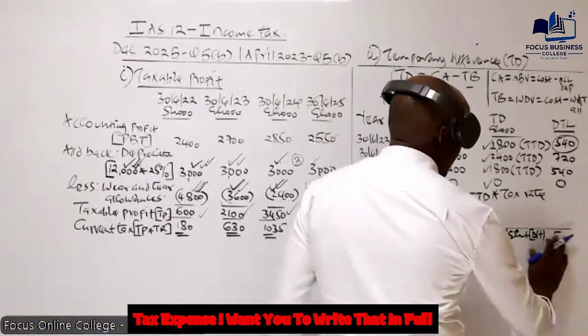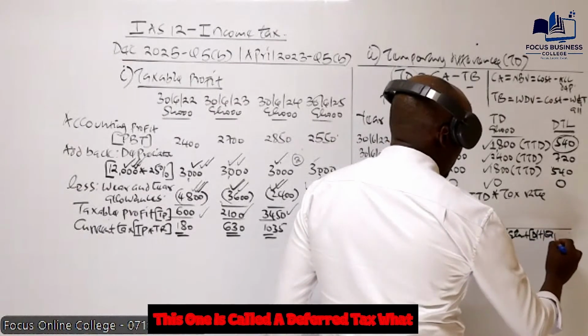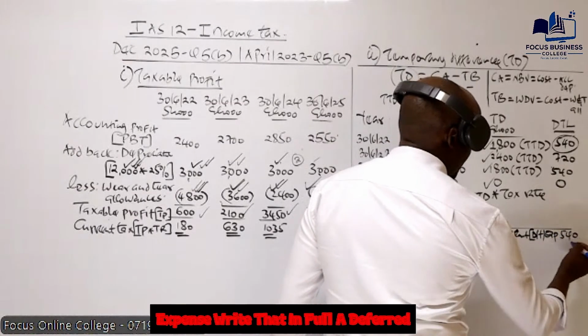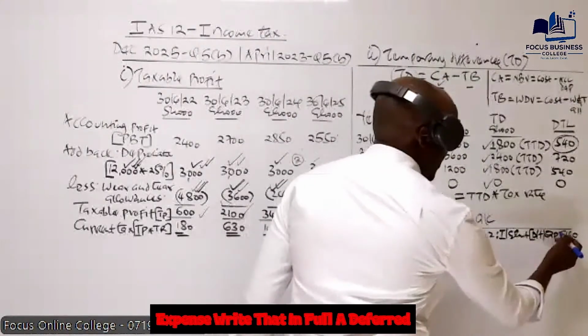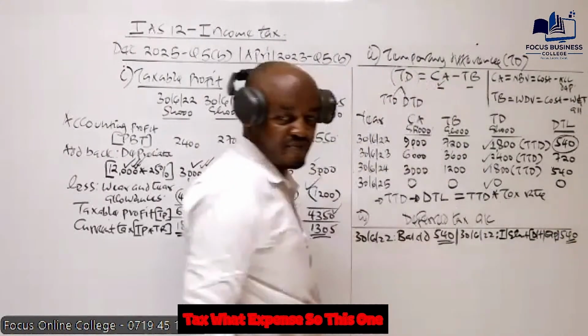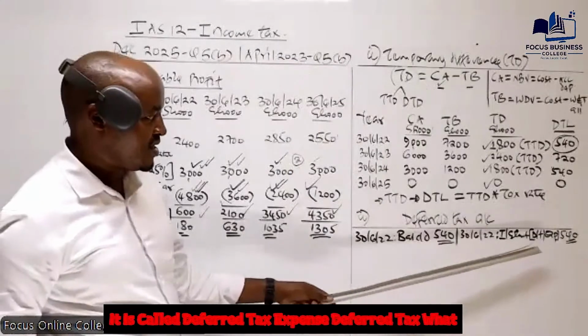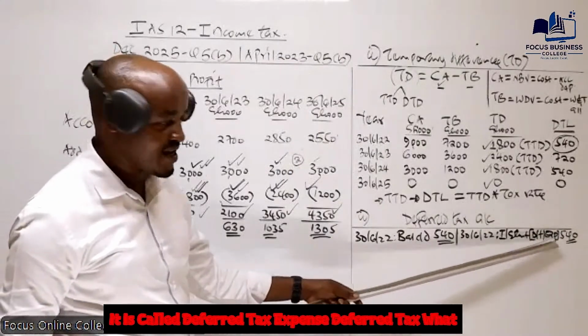I want you to write that in full. This one is called a deferred tax expense. Write that in full. So this one, we take it to the income statement. It is called deferred tax expense.